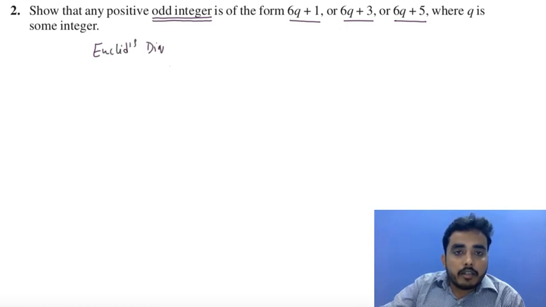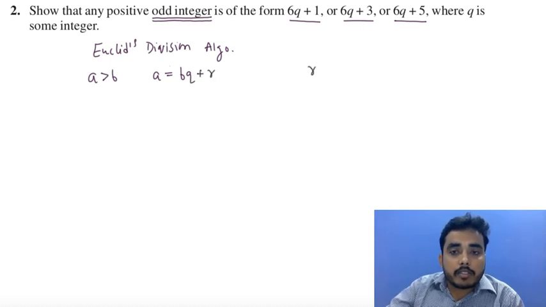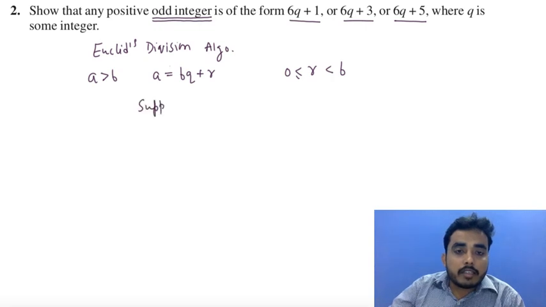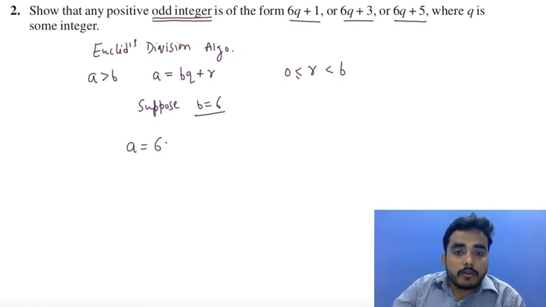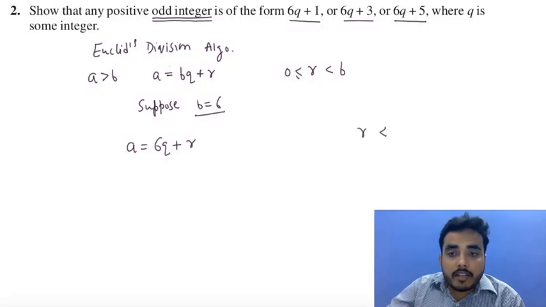Euclid division algorithm states that for any two positive integers a and b, where a is greater than b, there exist two integers q and r such that a is equal to bq plus r, where r can take the values greater than or equal to 0 and lesser than the divisor itself. So suppose let b is equal to 6, because we need to find out of the form 6q plus 1, 6q plus 3 and 6q plus 5. So I have taken here b as equal to 6. So this becomes a is equal to 6q plus r, where r can take the values lesser than 6 and greater than or equal to 0. So r can take the values 0, 1, 2, 3, 4 and 5.